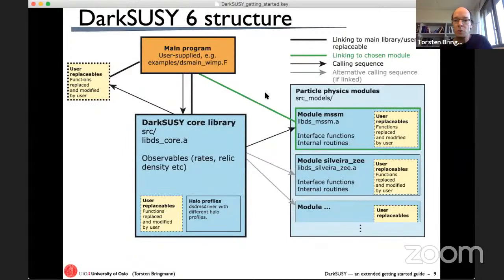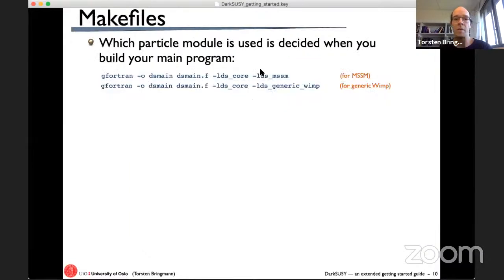Okay, so this of course refers back to the structure that we have seen, that when you have a main program, you have to decide. You always link to the DarkSUSY library, the core library, and then you have to decide which particle physics module to link to. And which one you link to is decided at the compilation stage. That's basically done when you build your main program.